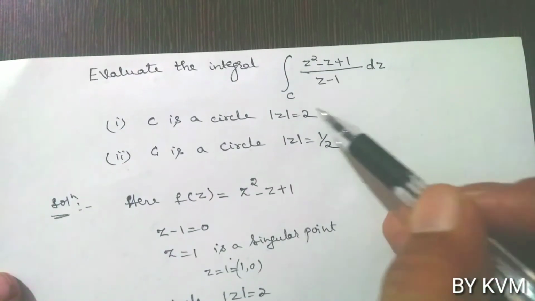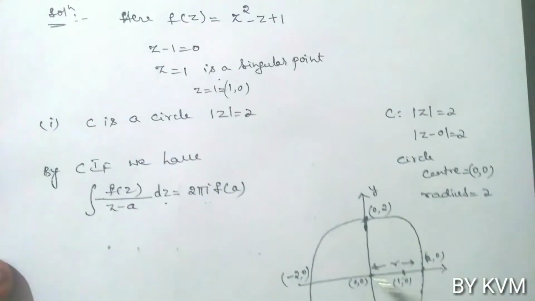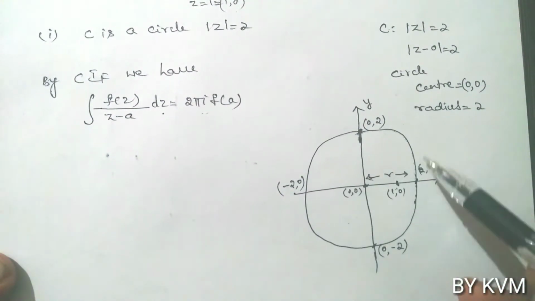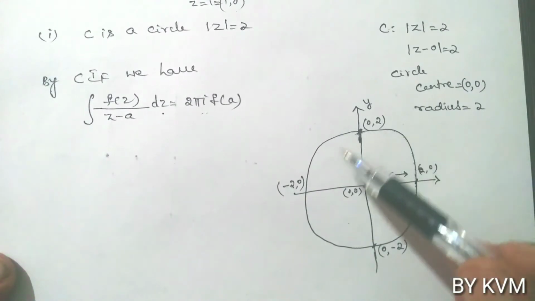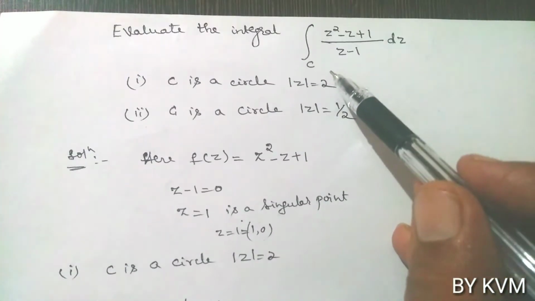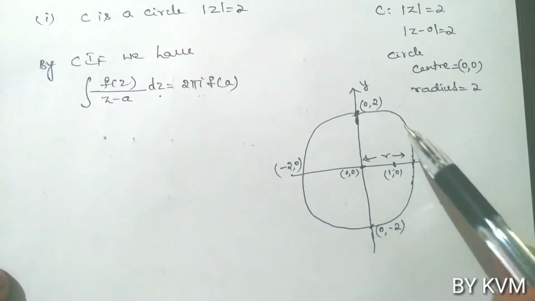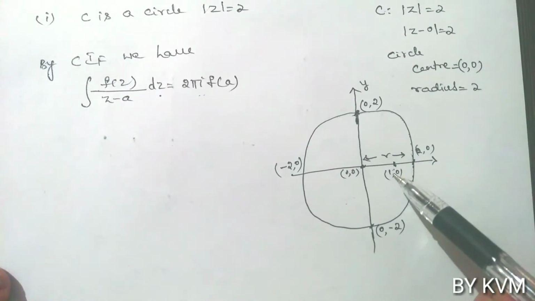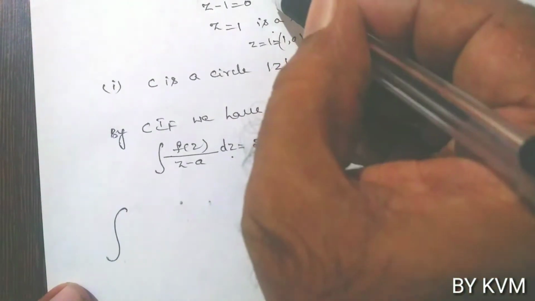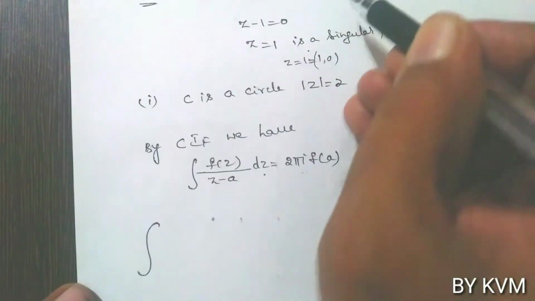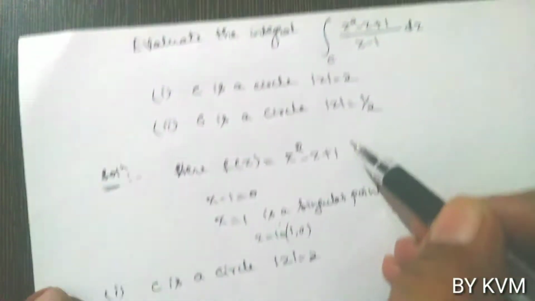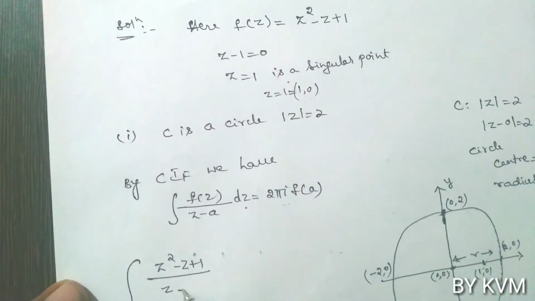Here this function is analytic inside and also on the closed curve C. What is the closed curve C? The circle. So the given function is analytic inside and also on the closed curve C except at z equals 1. So z equals 1 is a singular point. Now by applying Cauchy's integral formula, f of z is z square minus z plus 1. We have taken z square minus z plus 1 by z minus a. Here z minus a is z minus 1, dz.